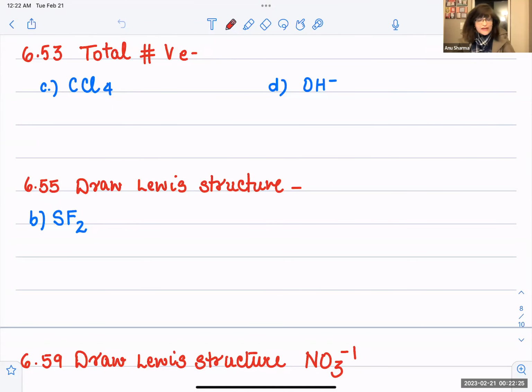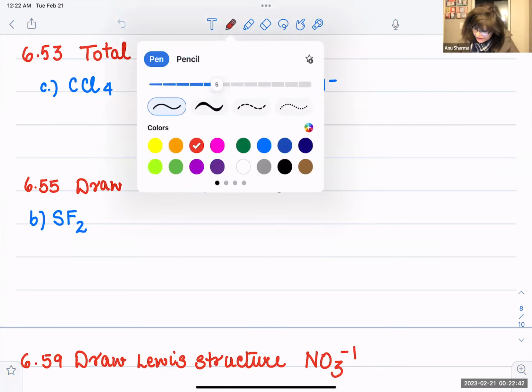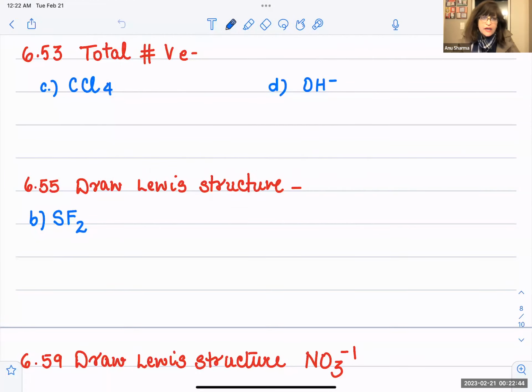Hi guys. Okay, so let's look at the homework questions from chapter 6 that relate to Lewis structures. First of all, homework question number 53 asks us to calculate the total number of valence electrons. So how do we do that? I've picked two: one is carbon tetrachloride and the other is the hydroxide ion.